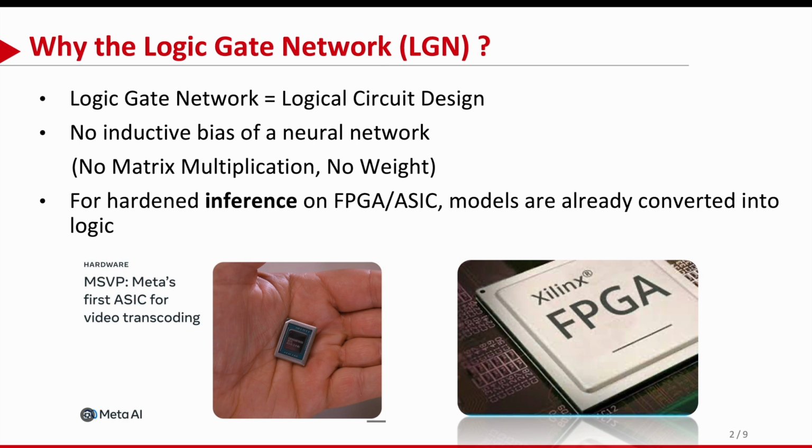So first of all, let me give you a brief background on why we are focusing on logic gate networks. A logic gate network is inspired by logic circuit design. When we translate a neural network to hardware, there is no inductive bias. There is no matrix multiplication and no weights in that network. It is very important for hardware inference on FPGA and ASIC, where the model is already converted into logic, which can run really fast for inferencing.